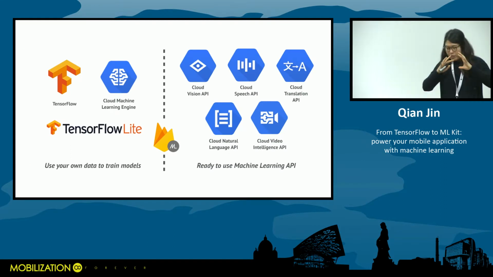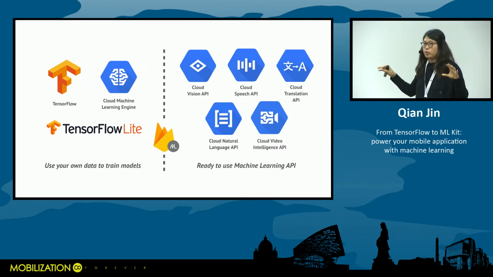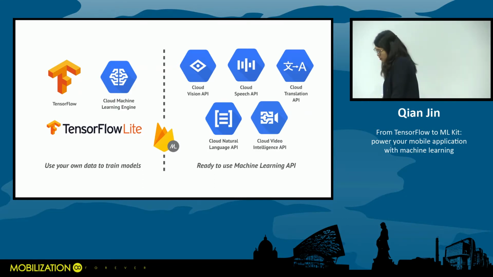So where does MLKit sit on the whole Google machine learning product spectrum? You see all the cloud APIs here. You see TensorFlow and Cloud Machine Learning Engine here. And MLKit actually contains both capacities. Part of MLKit is the cloud APIs. Part of MLKit does on-device intelligence.